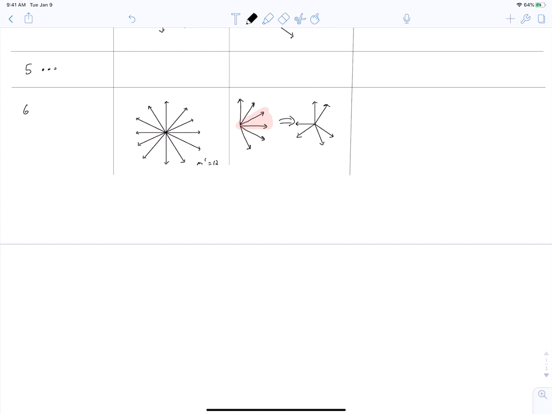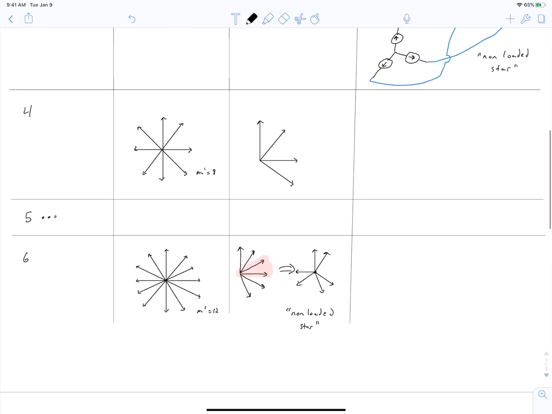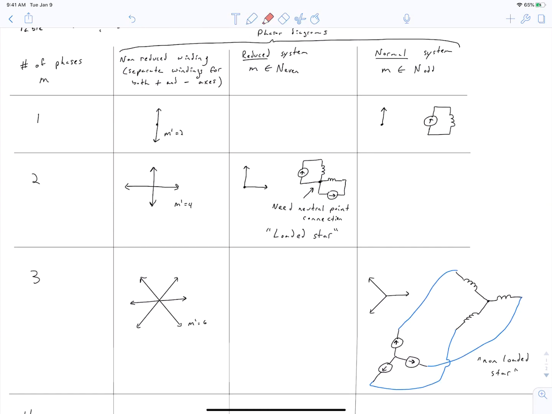And this phasor diagram looks like two 3-phase windings that are rotated from each other. And so what you find is that you don't need to have a neutral connection to this star point. This is a non-loaded star. And it turns out, your book talks about this, that if your number of phases has an odd divisor, then you can arrange it as this non-loaded star configuration, which is advantageous. So this summarizes how we can categorize our windings based on whether m is an even or an odd number.